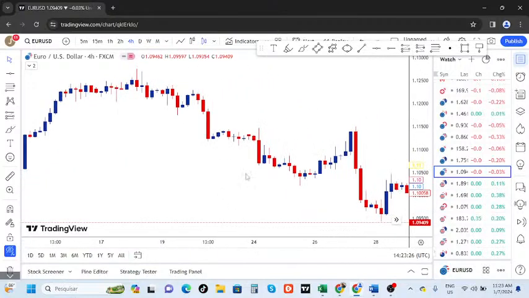Back in time right here, now let's do something. We have a confirmed downtrend back in time right here. We have lower lows.